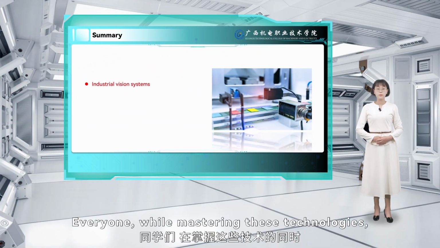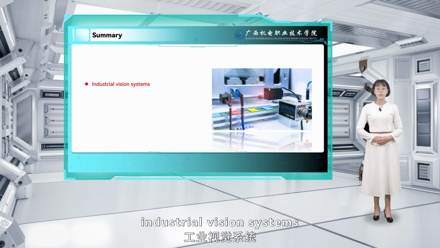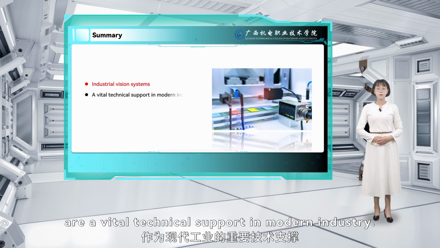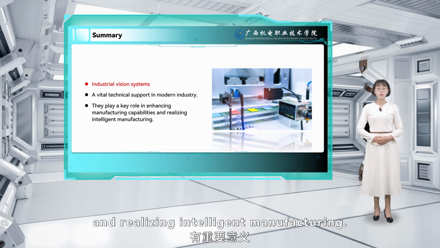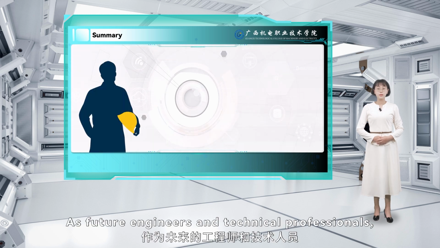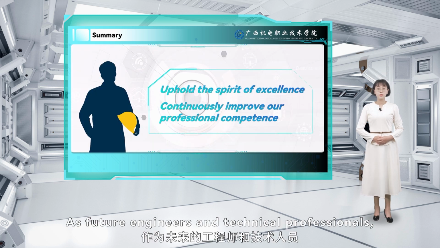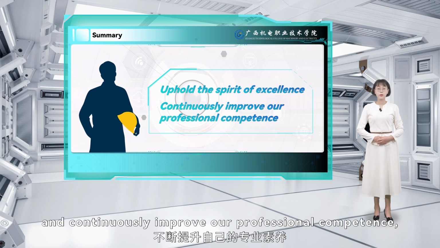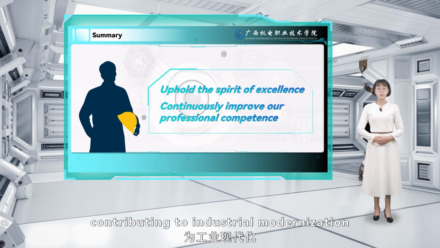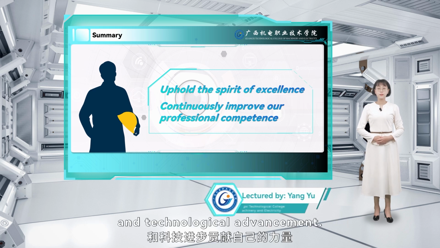Everyone, while mastering these technologies, we should also recognize that industrial vision systems are of vital technical support in modern industry. They play a key role in enhancing manufacturing capabilities and realizing intelligent manufacturing. As future engineers and technical professionals, we should uphold the spirit of excellence and continuously improve our professional competence, contributing to industrial modernization and technological advancement.